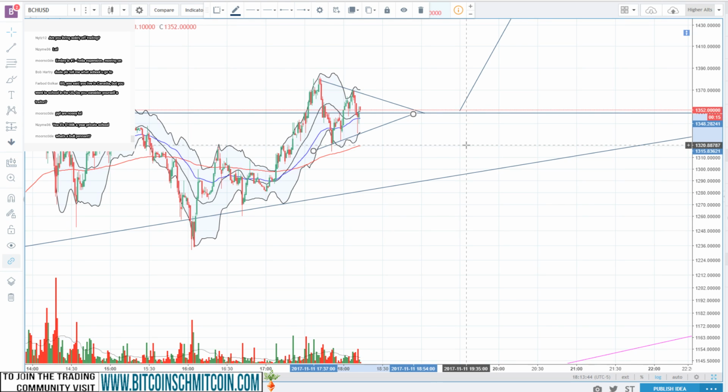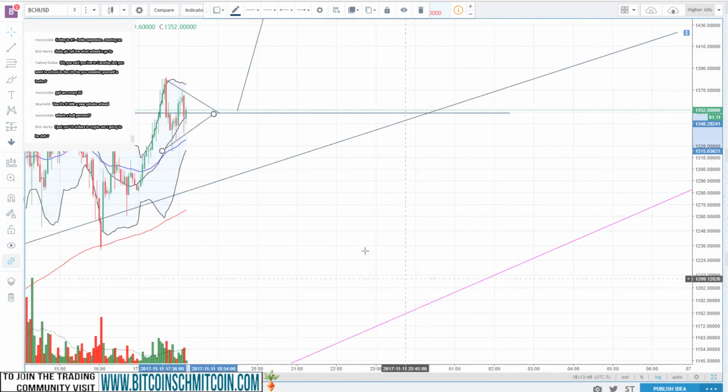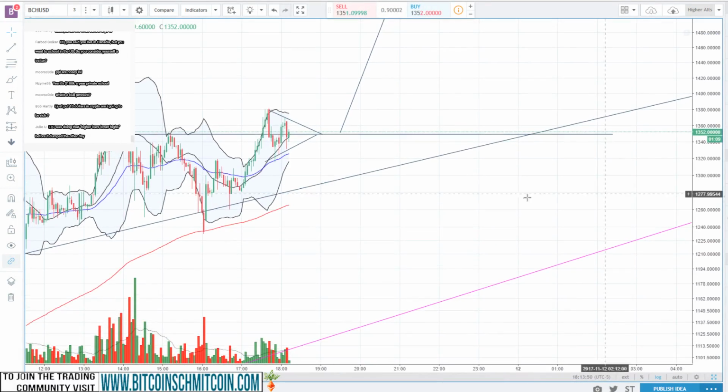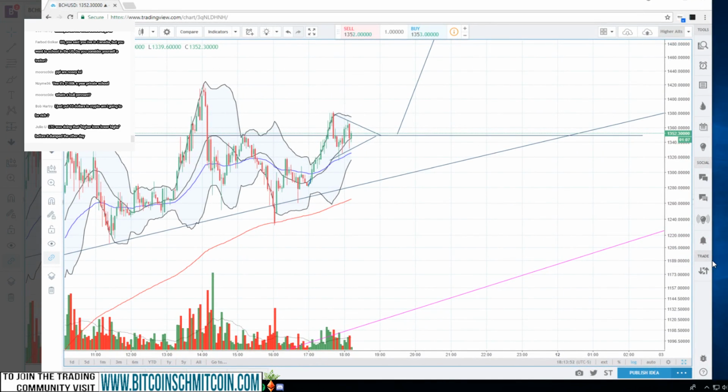What's a bull pennant? This is a bull pennant. This right here is a bull pennant. This shape right here is called a bull pennant. It's a continuation pattern. It's a bullish continuation pattern.